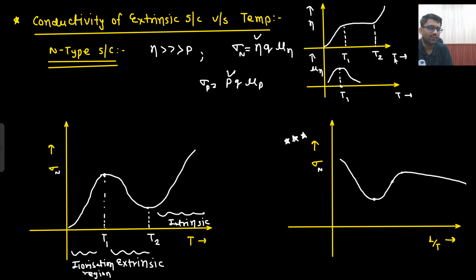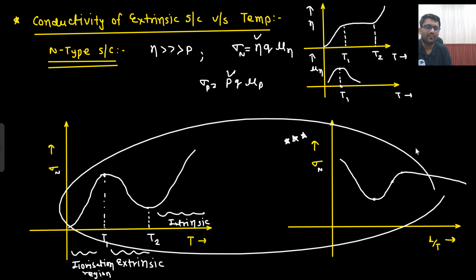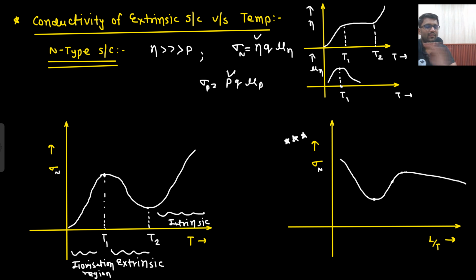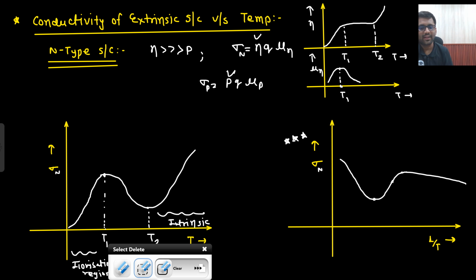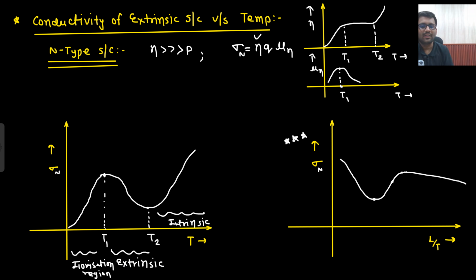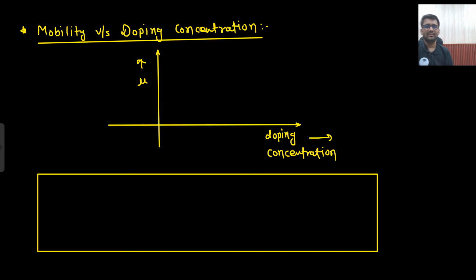In place of n, you just need to replace it with p and mu p, and this graph will also be the same. Ditto the same graph, everything will be the same. So we are just studying for the n-type semiconductor. For the p-type semiconductor, everything will be the same, just in place of electrons, you replace holes, because their majority charge carriers are holes, not electrons. All good? All fine? So this graph is also done.